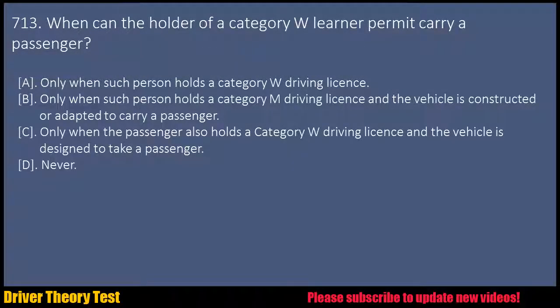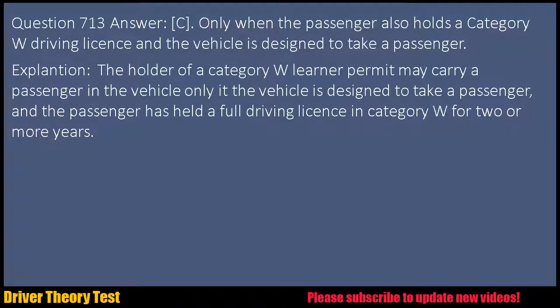Question 713. When can the holder of a Category W learner permit carry a passenger? A. Only when such person holds a Category W driving license. B. Only when such person holds a Category M driving license and the vehicle is constructed or adapted to carry a passenger. C. Only when the passenger also holds a Category W driving license and the vehicle is designed to take a passenger. D. Never. Question 713 Answer, C. Only when the passenger also holds a Category W driving license and the vehicle is designed to take a passenger.